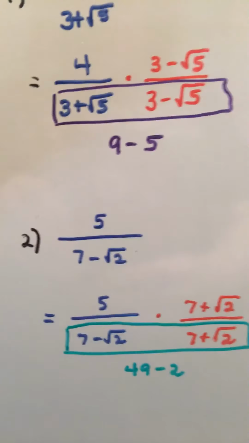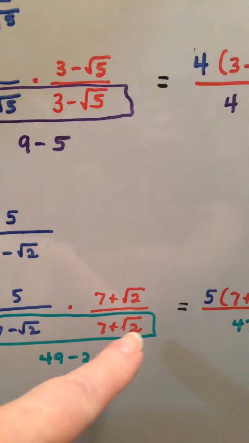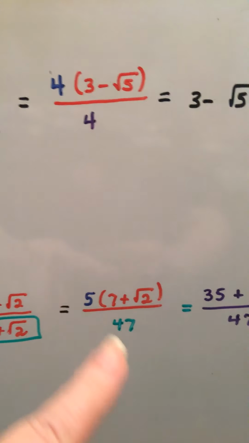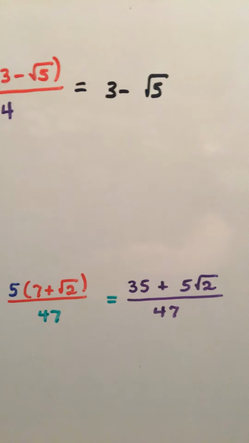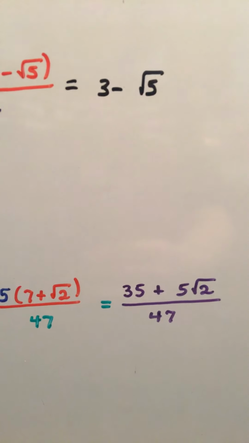The next one, I'm going to use the conjugate again. I'm going to do the conjugates. 49 minus 2, 47. 5 and 47 don't reduce. So I go ahead and distribute. And yes, that luscious looking answer is our answer.